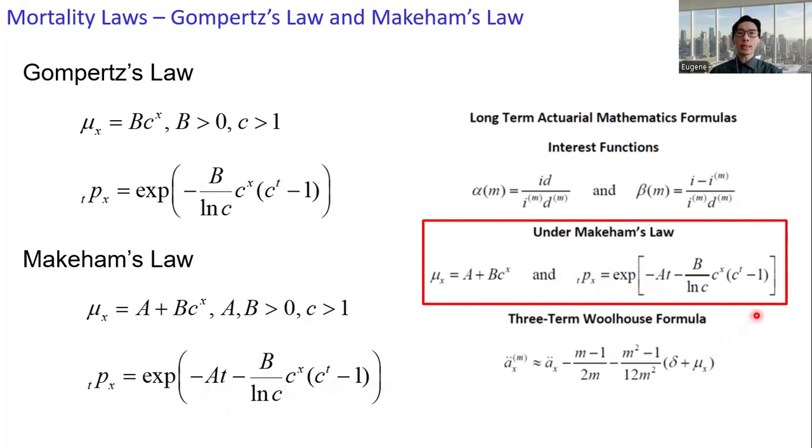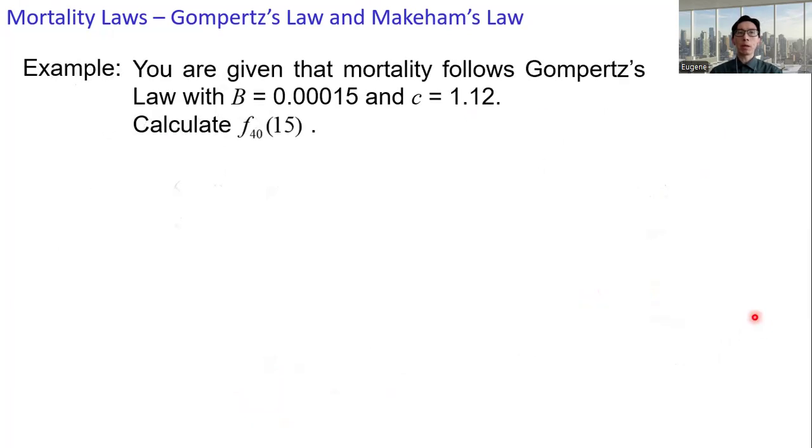Let's take a look at two examples of how you can see Gompertz's law and Makeham's law in the exam. The first example: you are given that mortality follows Gompertz's law with B equals 0.00015 and C is 1.12, and you are asked to find the density function f40 at 15.